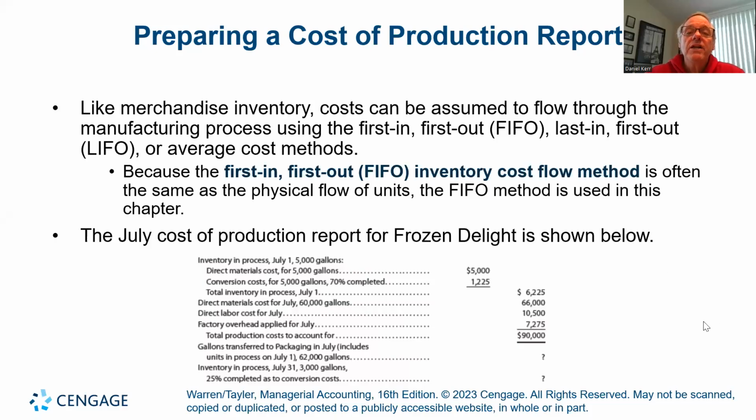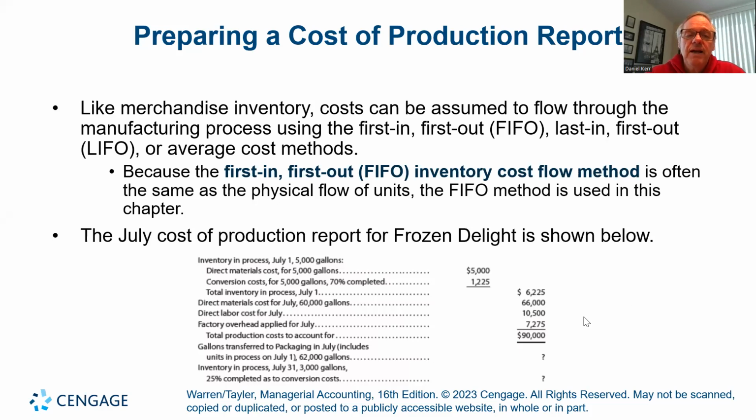So welcome back to managerial accounting. And now we're into objective number 2. We want to prepare a cost of production report. And this is frankly the most difficult and challenging topic in chapter 3, and may indeed be one of the most challenging topics in the course. And we've got a number of things going on here.